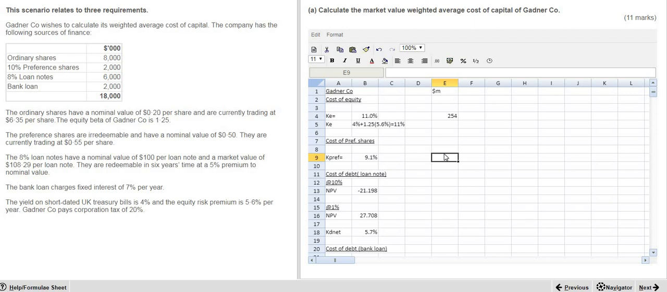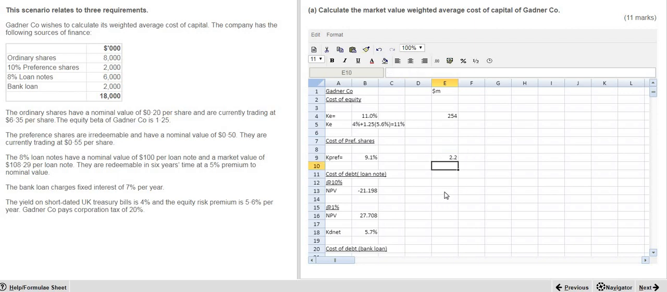So it's going to be equal to, bracket. Now what do we have as preference shares? We have book value of preference shares as 2 million. So that's going to be 2 million divided by, what's the nominal value of the preference shares? 0.5. Now I'm going to multiply this by the market value per preference share, that's 0.55. If I do that, that should give me 2.2.